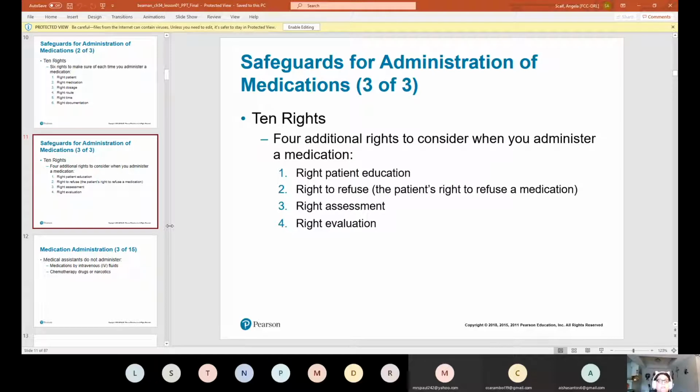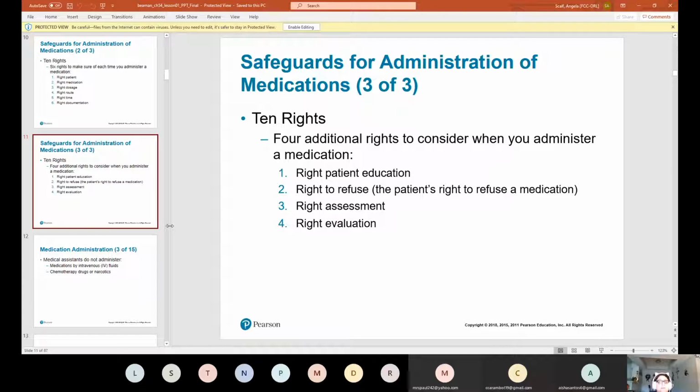Now here's the other part, because it does talk about the 10 rights, the first 6. The other 4: does the patient have the right education? We want to educate our patient. One of our biggest jobs as an MA is patient education.